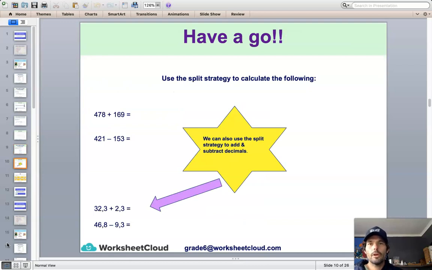So I'd like you to have a go with the split strategy. There are 4 examples for you on the screen. Just note that I've included some decimal calculations there, which I encourage you guys to use the split strategy to do again. Have a go. Let's see how you guys get on.